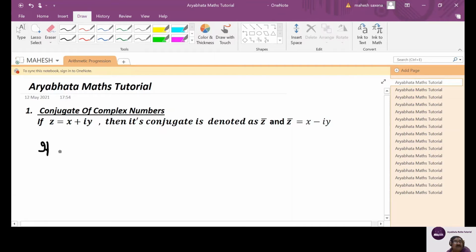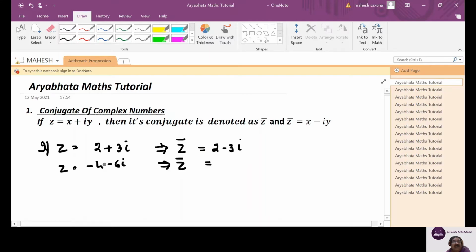Example, if z is equal to 2 plus 3i, implies that z bar, that is the conjugate, since here it is positive, we will write it as negative, so z bar will be equal to 2 minus 3i. If z is equal to minus 4 minus 6i, implies that z bar is equal to, here this sign is negative, therefore we will replace it by positive, and so z bar will be minus 4 plus 6i.